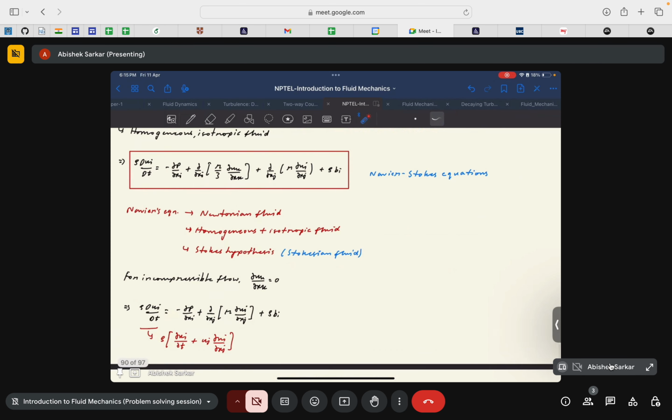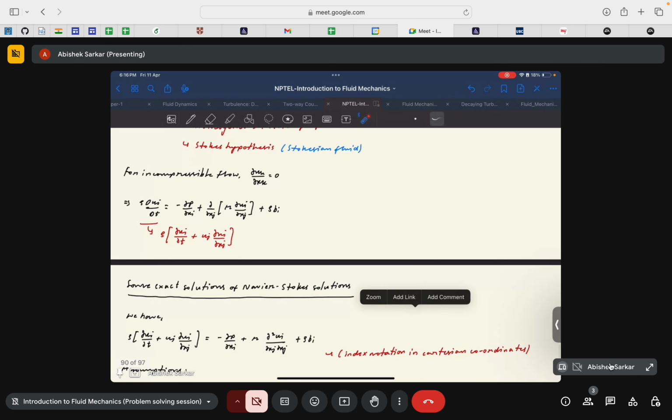Now if you want to simplify it a bit further, considering that the flow is incompressible, that is ∂uk/∂xk is equal to 0, that is divergence of velocity field is 0, then this equation is simplified even further. So this would be equal to 0, right? And then we can write it as rho times ∂ui/∂t is equal to minus ∂p/∂xi plus ∂/∂xj of mu ∂ui/∂xj plus rho bi.